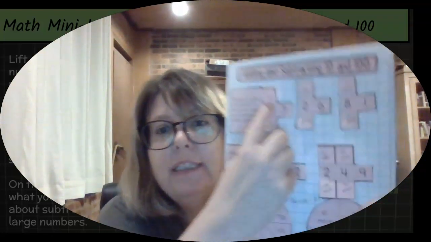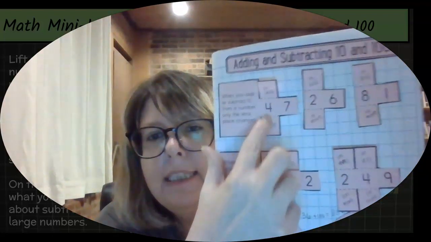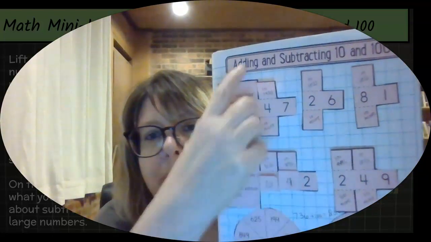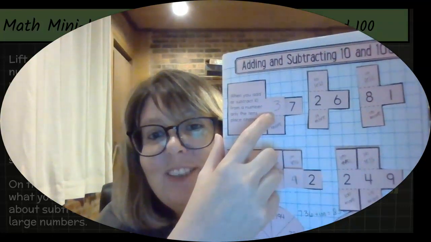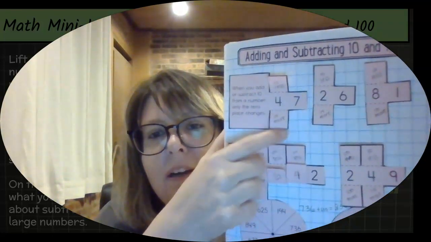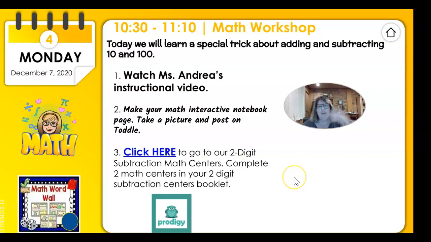So here's my interactive notebook page. And up here you can see that I have written, I hope you can see it, 10 less, and down here I've said 10 more. When I flip the flap, you see 10 less is 37, or 10 more is 57. Isn't that fun? When you are done with your interactive notebook page, take a picture and post on Toddle.